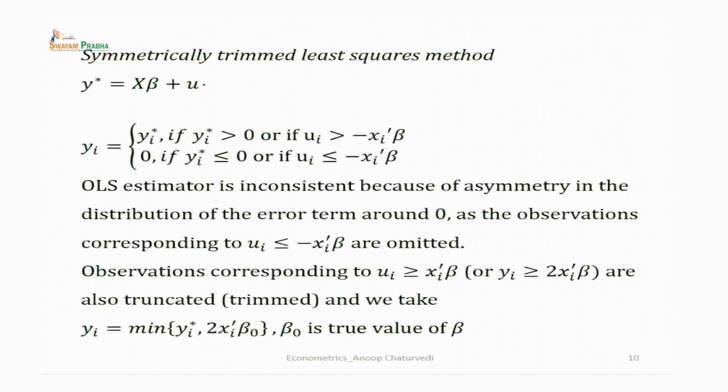Now, suppose you use the OLS procedure for estimating beta. Then the problem is that the OLS estimator is inconsistent because of asymmetry in the distribution of the error term around 0. Actually, you have omitted the observations corresponding to u_i less than or equal to minus x_i transpose beta. So, the distribution of the error term becomes asymmetric. Suppose this point is your minus x_i transpose beta. So, you have omitted this part, so the distribution is asymmetric.